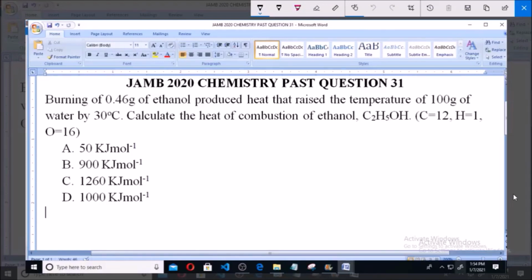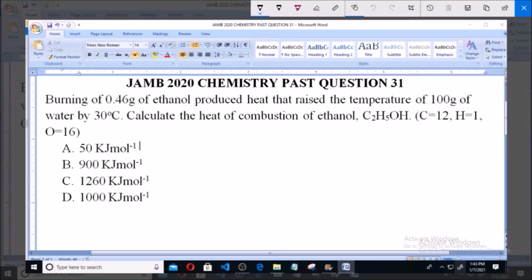I will be answering JAMB 2020 Chemistry Past Question 31. Burning of 0.46 gram of ethanol produced heat that raised the temperature of 100 gram of water by 30 degrees Celsius. Calculate the heat of combustion of ethanol, given that the molecular formula of ethanol is C2H5OH. Option A says 50 kilojoules per mole, B says 900 kilojoules per mole, C 1260 kilojoules per mole, and D 1000 kilojoules per mole.